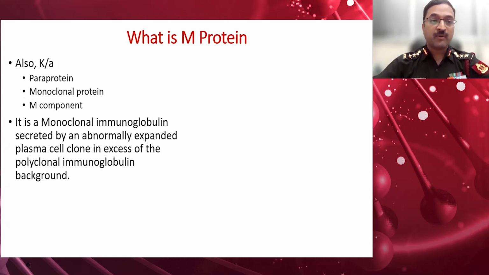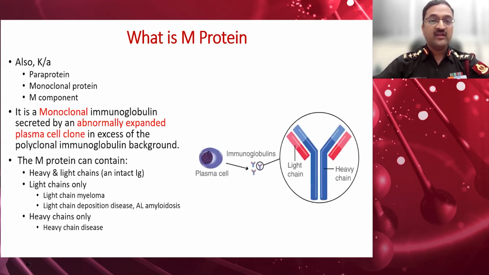which is over and above the polyclonal immunoglobulin background that we all have. So the three important terms that all of us need to understand are monoclonal, abnormally expanded, and plasma cell clone. Based on this, we can have three different types of M protein. One, an intact immunoglobulin, that is a combination of a heavy and light chain. Then we can have only light chains, or only heavy chains.